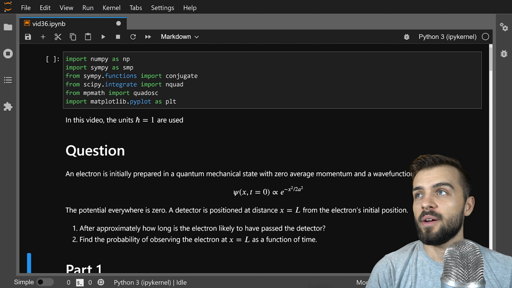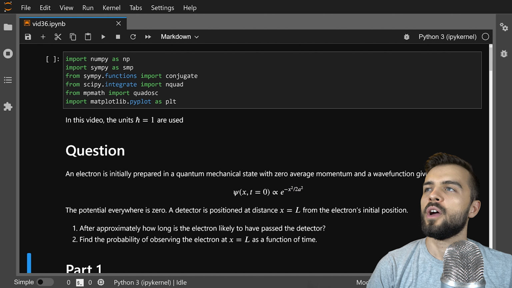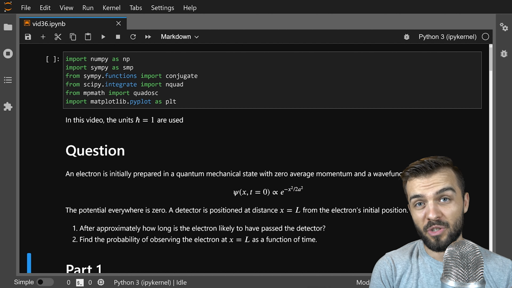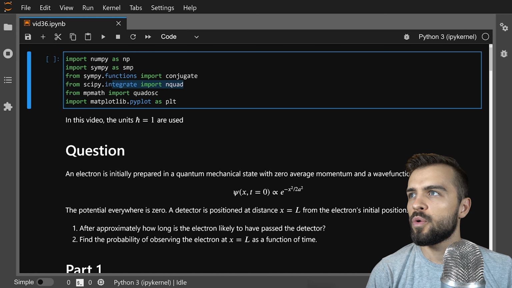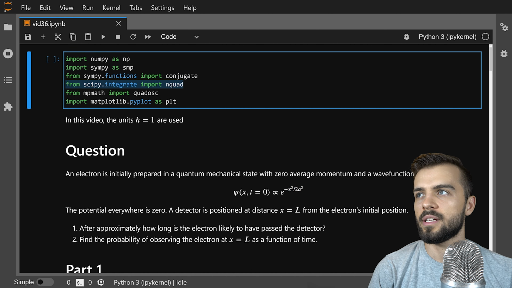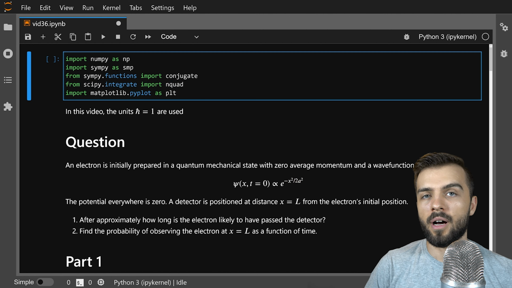So for the packages today, we have NumPy for all the numerical stuff we'll be doing, classic for Python. We have SymPy for all the symbolic algebra we'll be doing. This will be super helpful for solving this problem. We have nquad from SciPy because we're doing n-dimensional integrals, or in this case, a 2D integral. I don't actually need this, and then matplotlib for a single plot we'll show at the end.